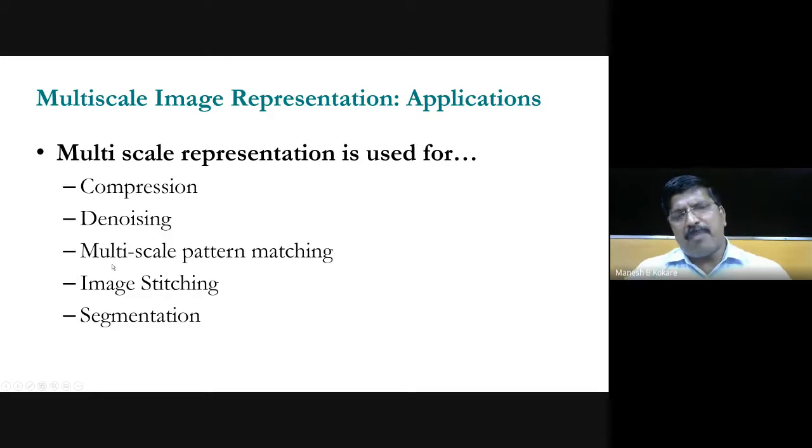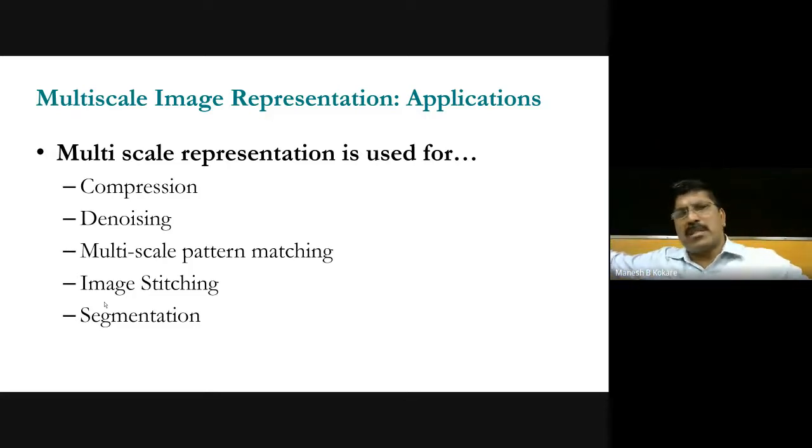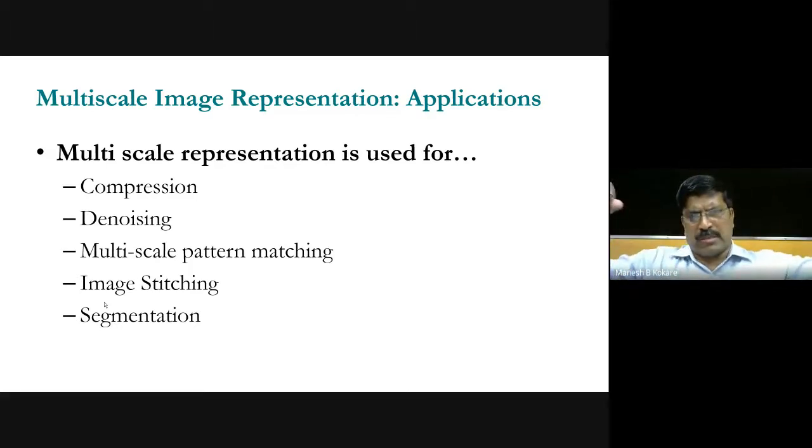Then multi-scale pattern recognition, pattern matching is also possible with multi-scale image representation. Then image stitching. See, if you have a hardware limitation of your camera, that you cannot take the entire picture because the field of view of that camera is less, and you want the entire picture of that scene in one frame, what you have to do is take a picture of this side, then this side, then this side, and this side. So you get 4 pictures, and then you have to stitch all those together. That is nothing but image stitching or image mosaicing. In that also you can use the multi-scale representation.